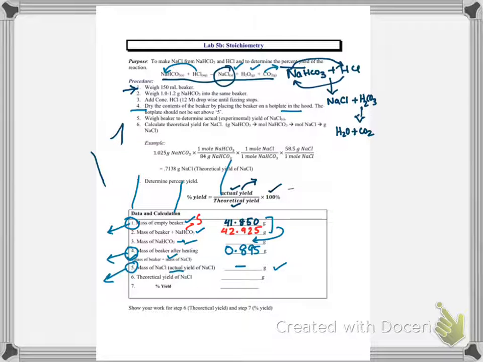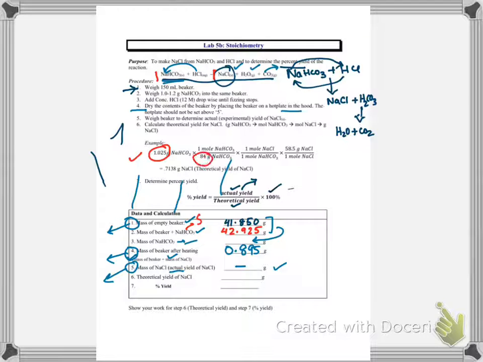What is a theoretical yield? Theoretical yield is what you should get based on the experiment theoretically. For example, if you look at the reaction, sodium bicarbonate reacts with HCl to form sodium chloride, and the equation is balanced, and we can see 1 mole of sodium bicarbonate produces 1 mole of sodium chloride. So if you look at this example, let's say I made up this number. Let's say you have 1.025 grams of sodium bicarbonate.